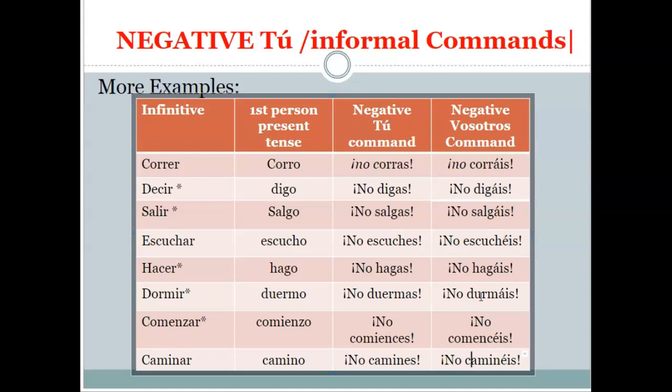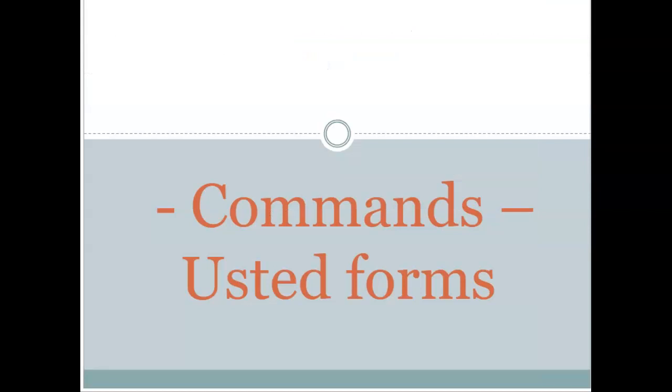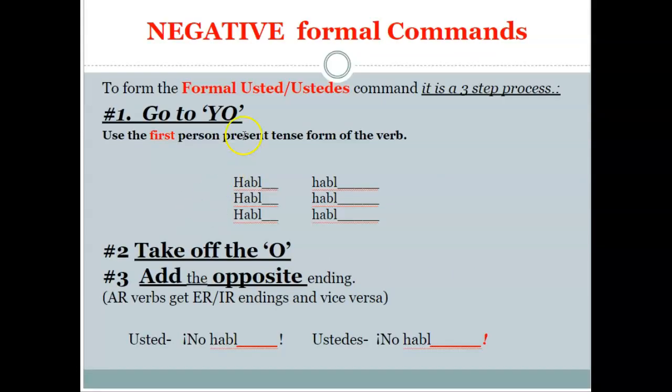Those are our commands for the informal tú and vosotros. Now, let's move on to make sure you've written down how to do that so that you guys can practice in Conjuguemos later. And let's look at what happens when they become usted commands. So it's the same go to yo. So you're going to go to yo, take out the yo, and add the opposite ending.